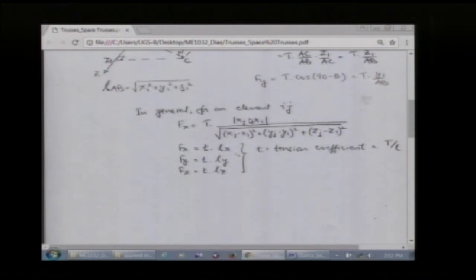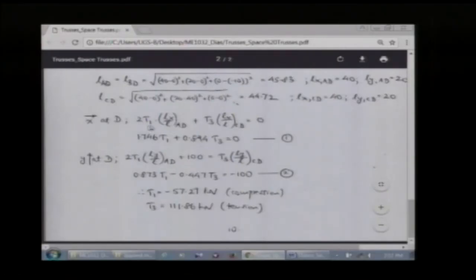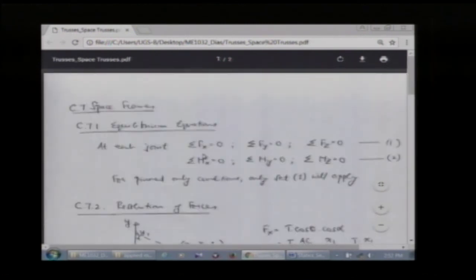So we have to find this one and this one for each of those members framing into the joint, right? And that will be Fx for that member. And similarly, Fy for that member if there are y coordinates there, right? So that is why we have found all of these things before we are finding them, right? So this is sigma Fx equals 0 and this is sigma Fy equals 0. Okay. Now, I'm not going to spend any more time on that, right?